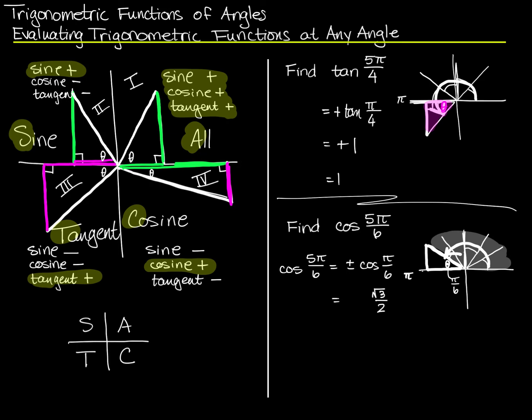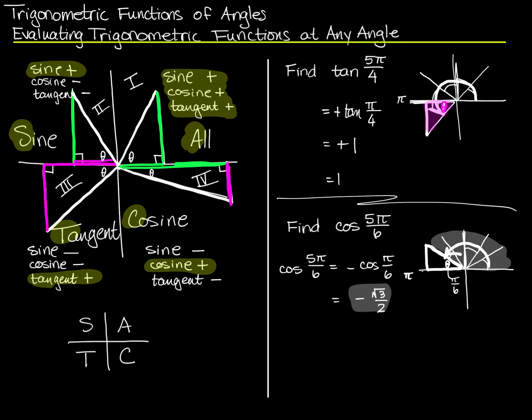Now all I have to do is figure out whether it's positive or negative. In this case, I'm in quadrant 2. Only sine is positive in quadrant 2. Cosine and tangent are both negative. So that means my cosine here is going to be negative, and that's my answer. The cosine of 5 pi over 6 is equal to negative the cosine of 1 pi over 6, so it's equal to negative the square root of 3 over 2.